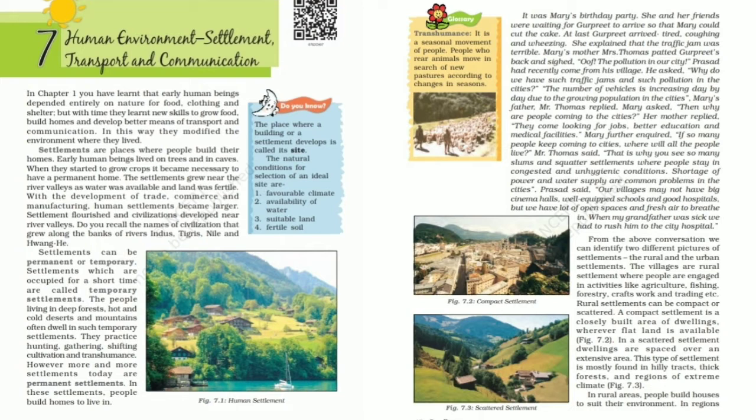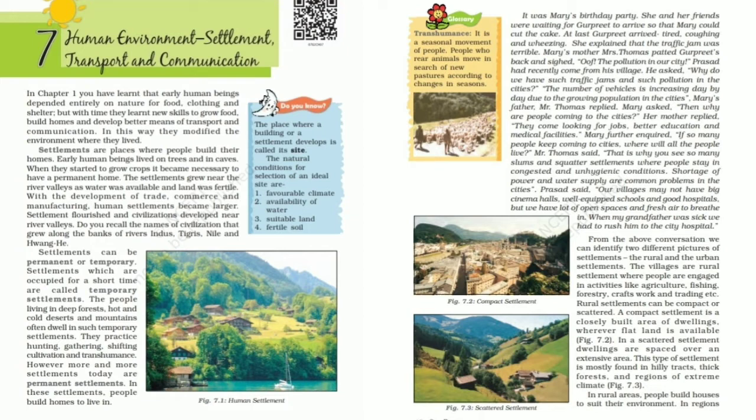Settlements are places where people build their homes. Settlements can be temporary and permanent. Settlements which are occupied for a short time are called temporary settlements. These are made by people living in deep forests, hot and cold deserts, and mountains. Settlements which are made to live in for a long time are called permanent settlements. People build homes to live in.